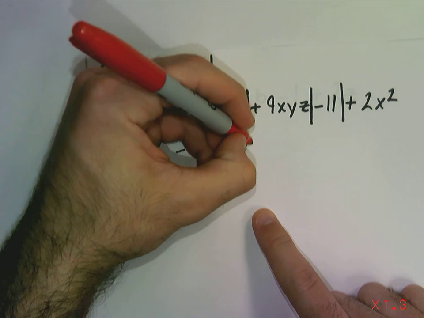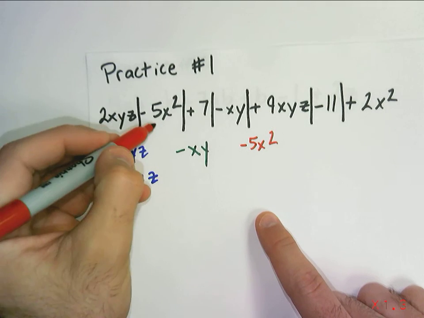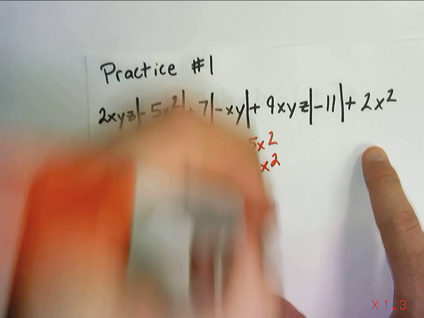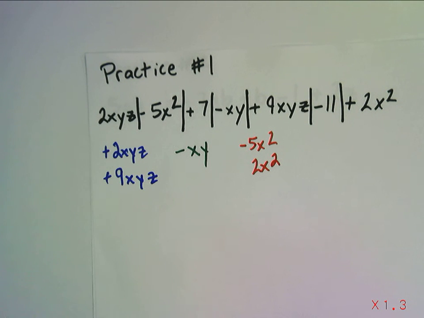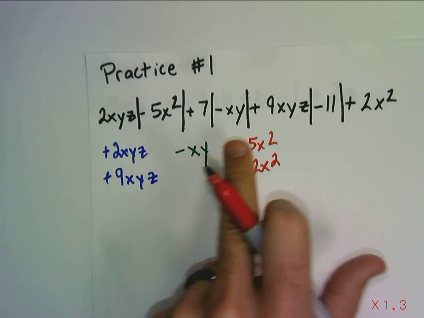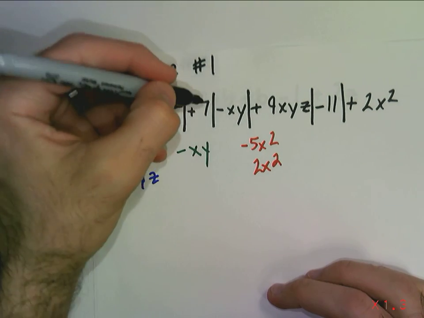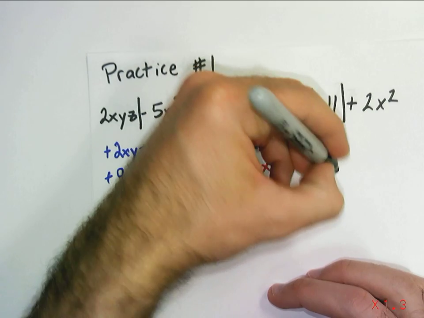So I have a negative 5x squared. And I have a 2x squared. Remember, I'm following the guide on the pink sheet as to what like terms are. They have the same variables and the same exponents, and the order in which they're written doesn't matter. And last but not least here, I have a couple of constants. So I have a +7 and a -11.